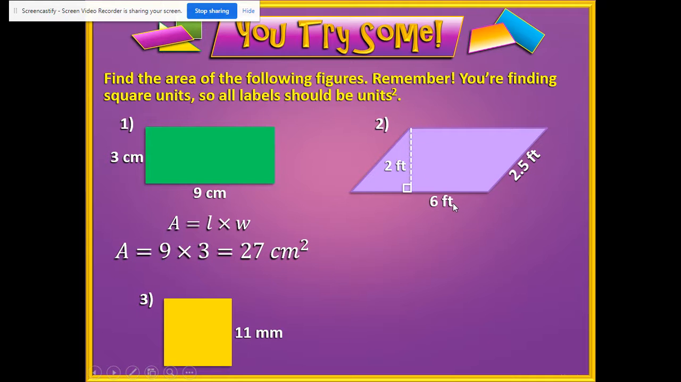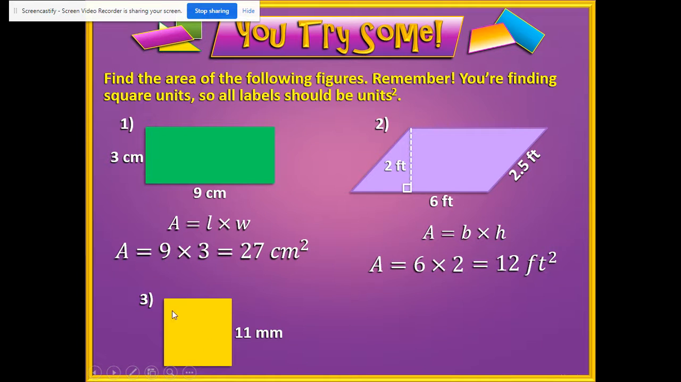Over here, we have 3 numbers. We have a 6, a 2.5, and a 2. Remember, do you slant at the doctor's office or do you stand straight up? We stand straight up, so we're going to take the 6 times the 2 for the length times base times height or length times width, depending on what you want to call it. 6 times 2 equals 12 feet squared, and the unit here is feet. So we do feet squared.